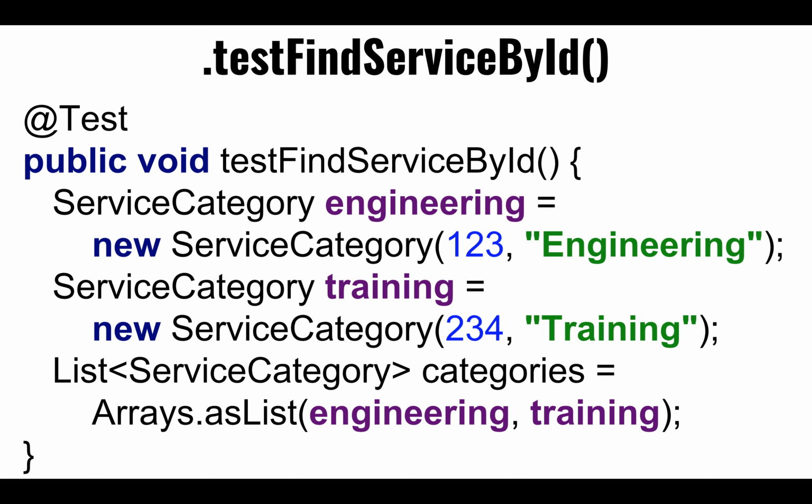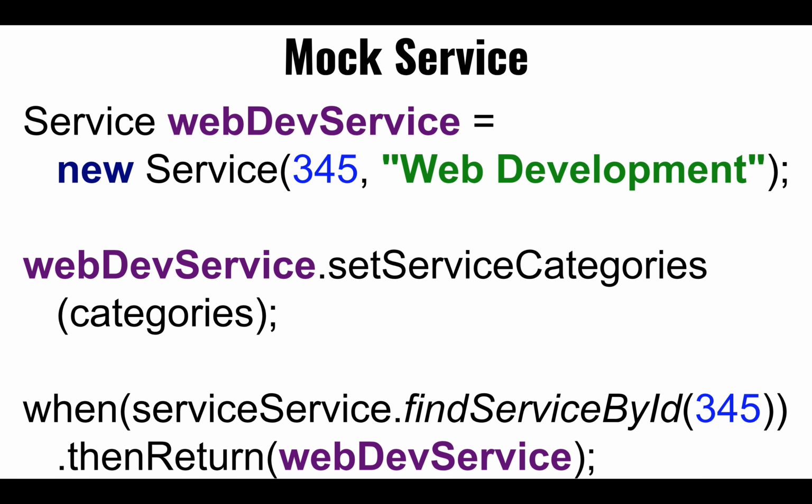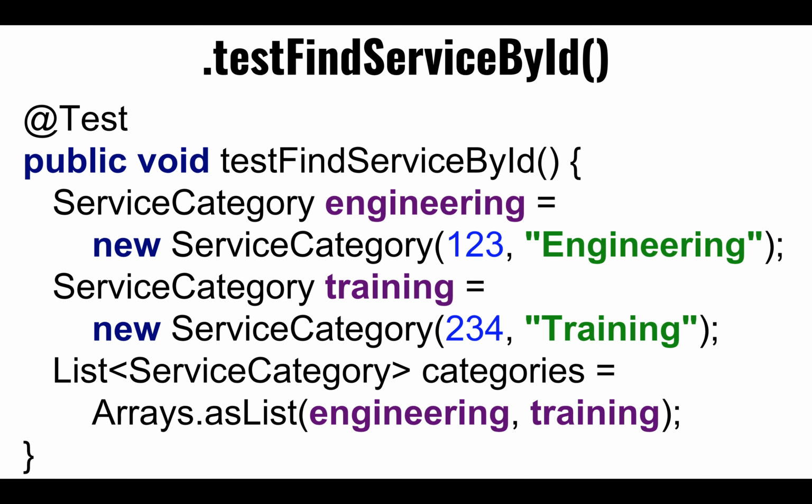Here's a unit test. Let's build a service object. If you remember, a service object can be in any number of categories. One service can be in many categories, and one category can have many services. So here we're going to build a couple of categories. We're going to build a service. The service is going to be a web development service. And that web development service can be in two categories. It could be in a training category, like I'm doing, because I'm teaching web development. Or it can be engineering, where it can be outside and doing some actual work. So we're building two categories here, each one with its own unique identifier.